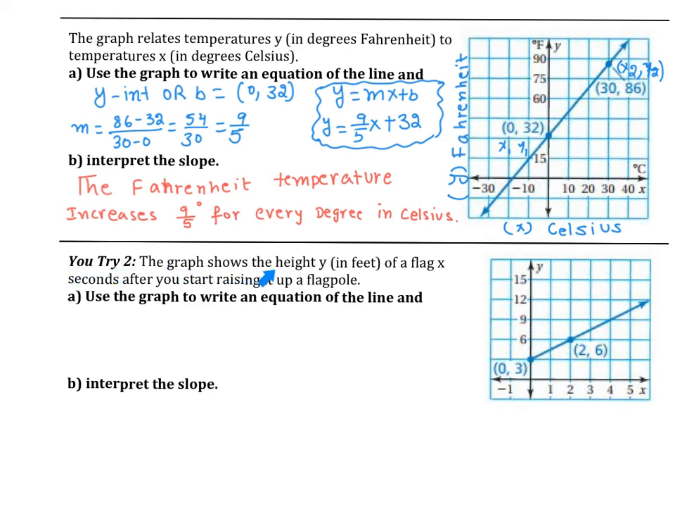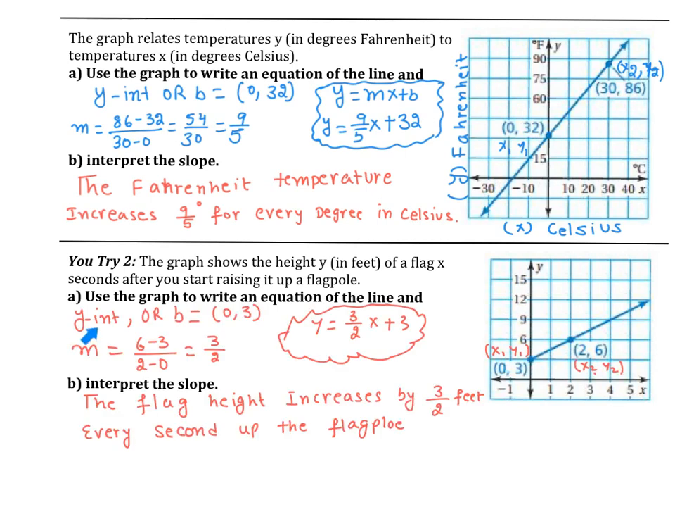You try problem number 2. The graph shows the height y in feet of a flag x seconds after you start raising it up a flagpole. First thing you're going to do is use the graph to write an equation of the line, and then you're going to interpret the slope. To find the equation of a line, we need a slope as well as a y-intercept. I can see that the y-intercept is given as 3, and we can find the slope using these 2 points and the formula y2 minus y1 over x2 minus x1.